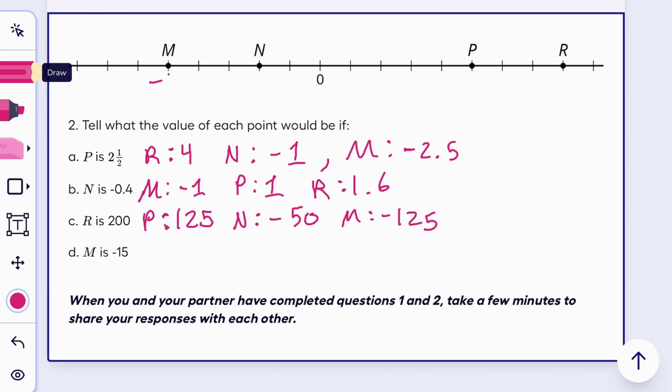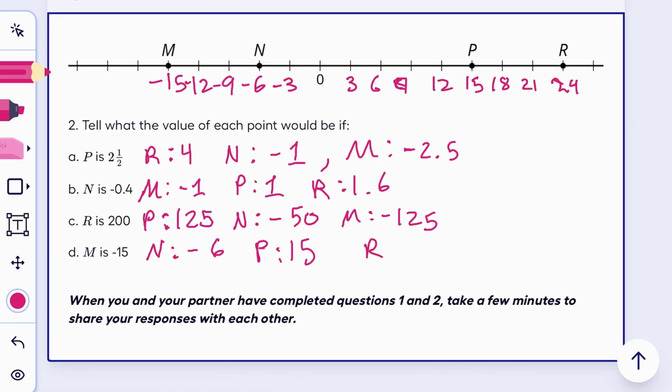Next, M is -15. Then we are going by threes: 3, 6, 9, 12. And these will be negative. So N would be -6. P is the opposite of M, so P would be +15. And then if we go by threes in the positive direction, R is 24.